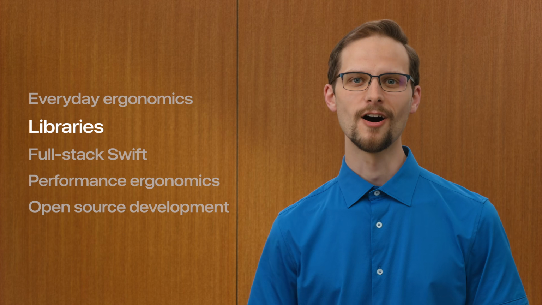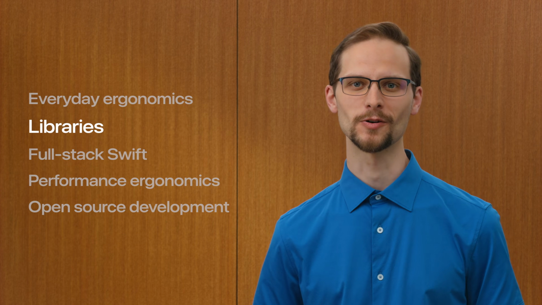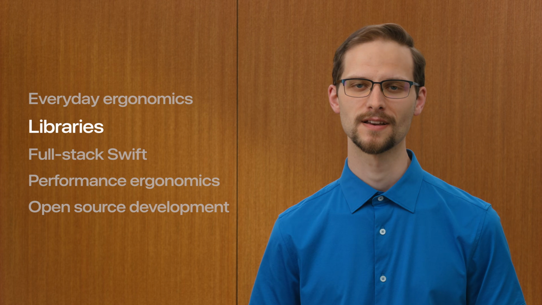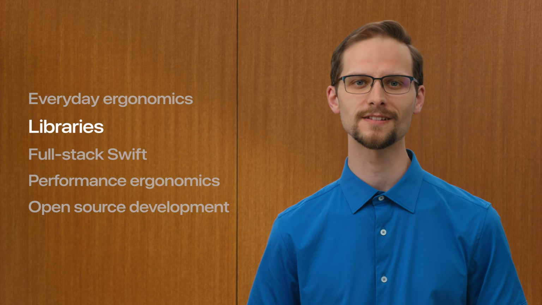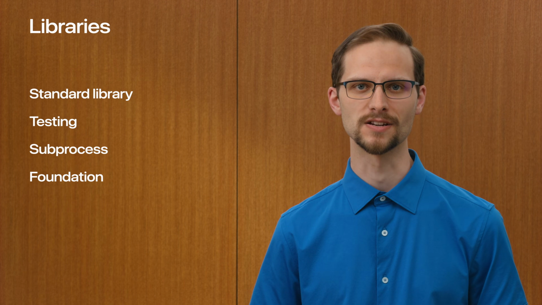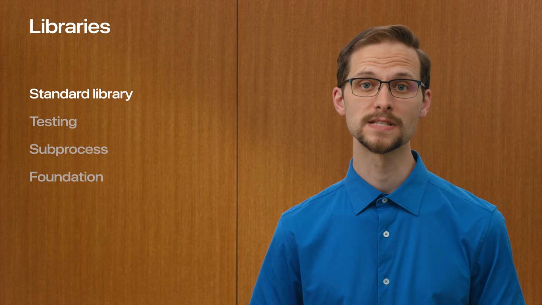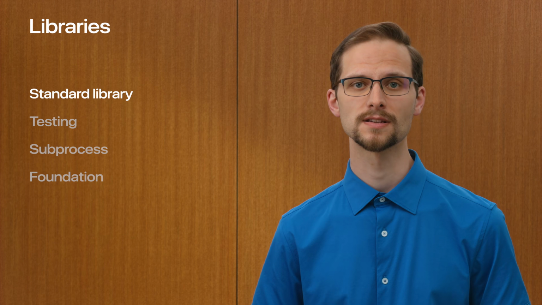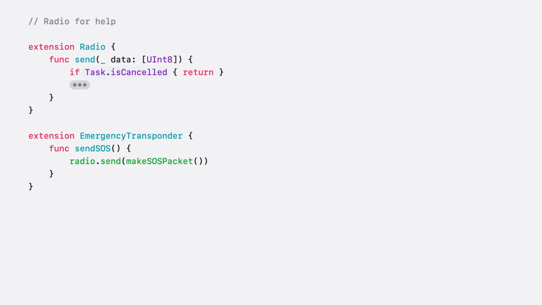All of these language improvements share the same goal of helping you express exactly what you mean without extra noise. That same goal carries into updates to the libraries you use every day: the standard library, Swift Testing, Subprocess, and Foundation. Let's start with updates to the standard library, specifically with new tools for task cancellation, dictionary transformations, and file path manipulations. It's important to check the task cancellation status before starting any expensive work.